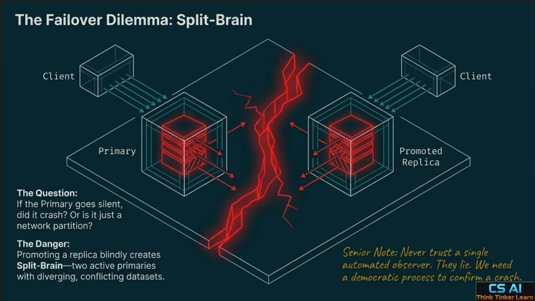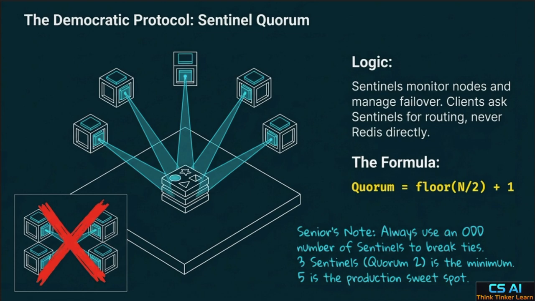Then there is a failover dilemma. Split brain. If the primary goes silent, is it a crash or just a network partition? If you promote a replica blindly, you might end up with two active primaries and diverging data. Never trust a single automated server. We need a democratic process to confirm a crash before taking action. That process is the Sentinel Quorum.